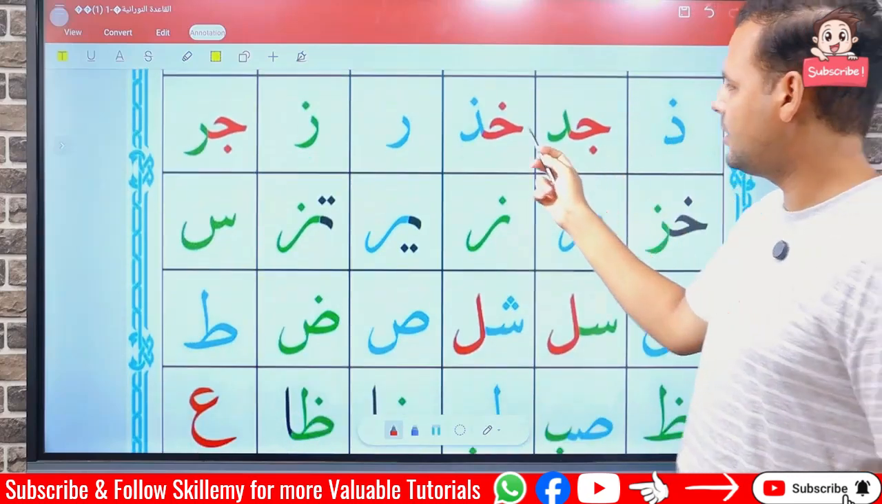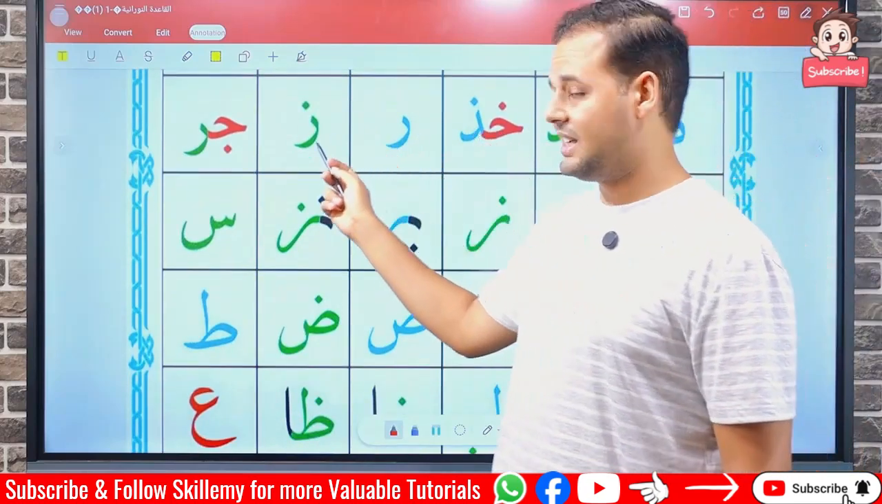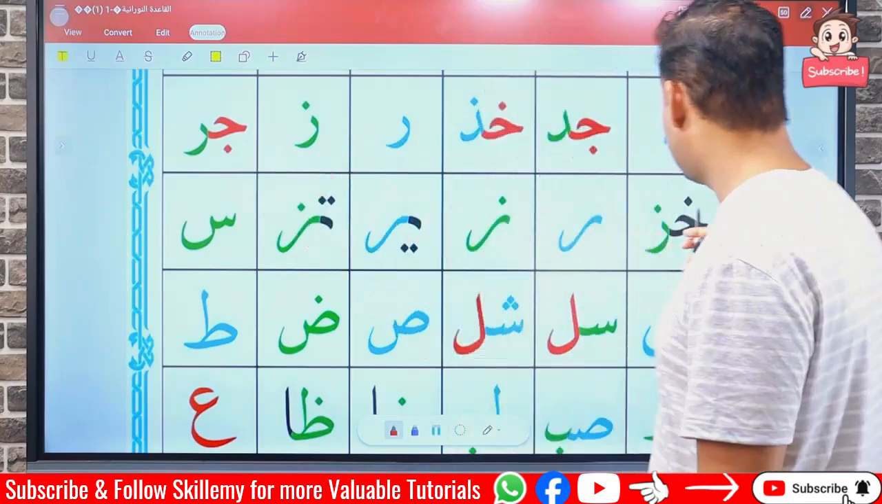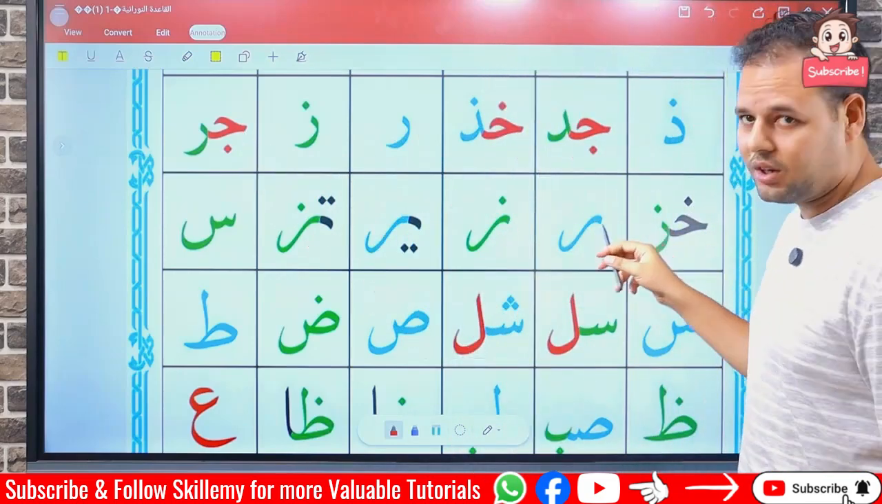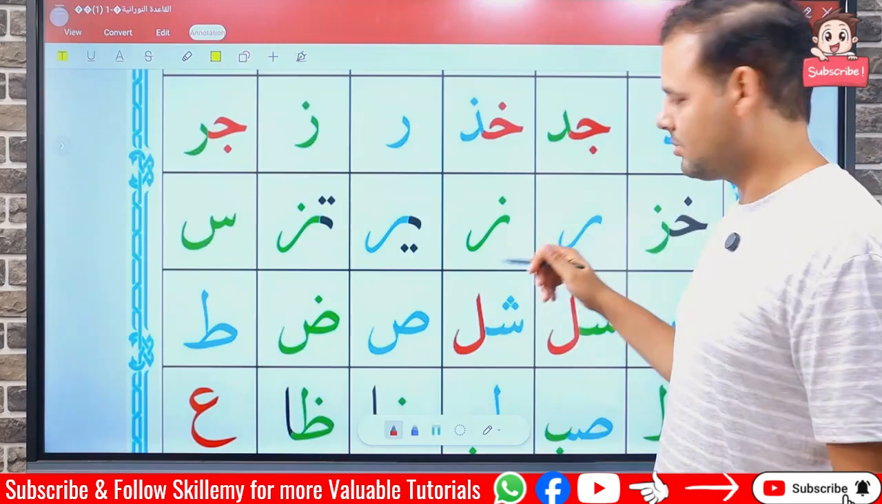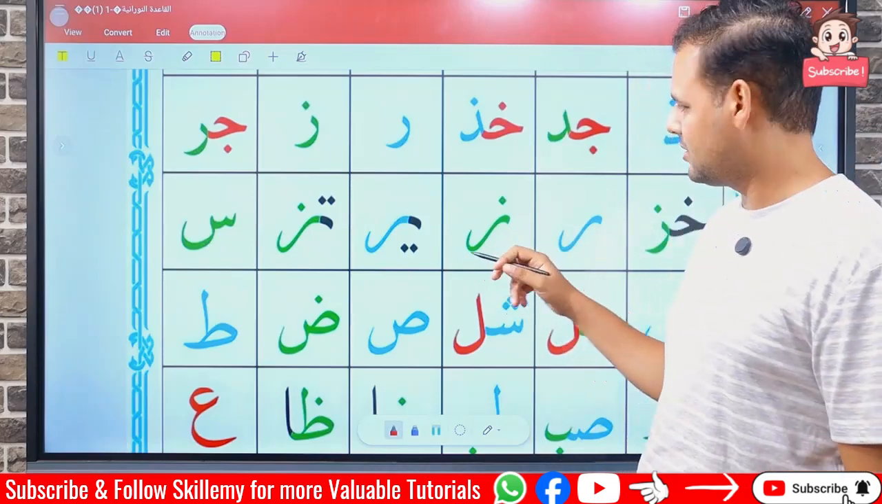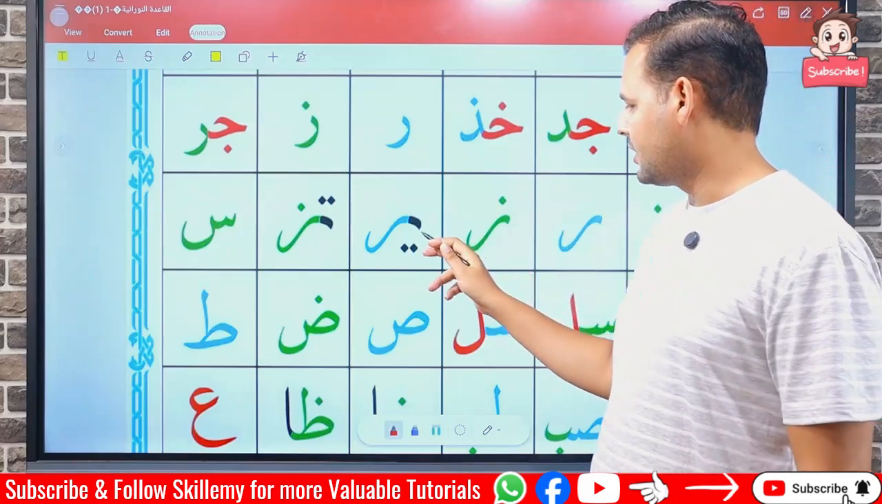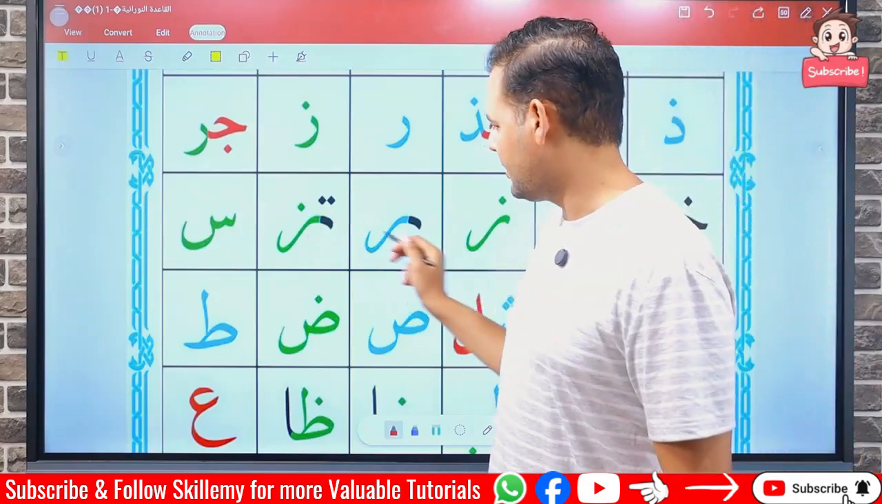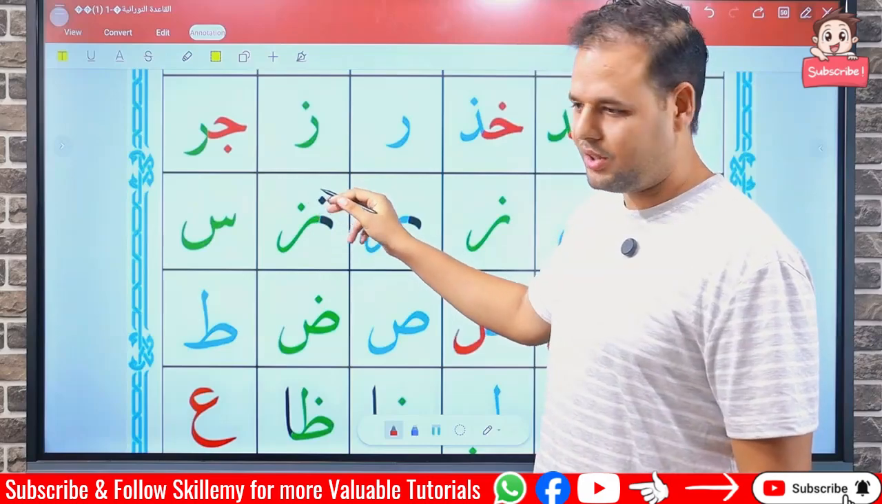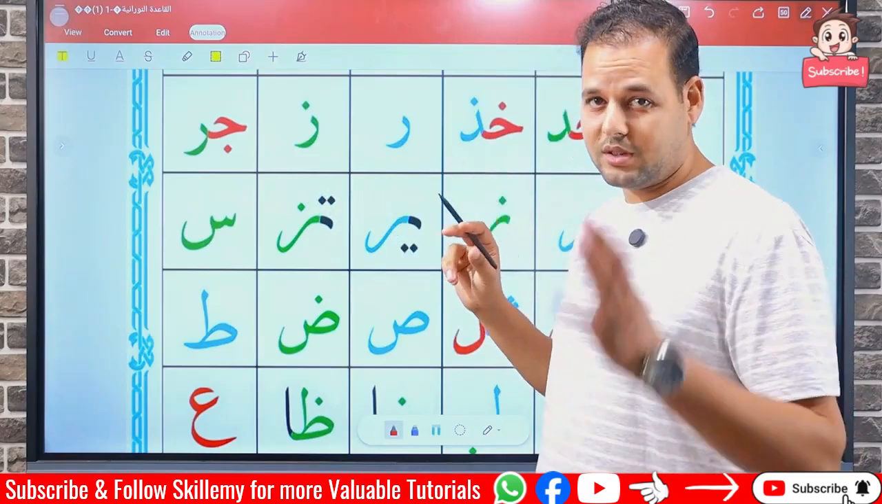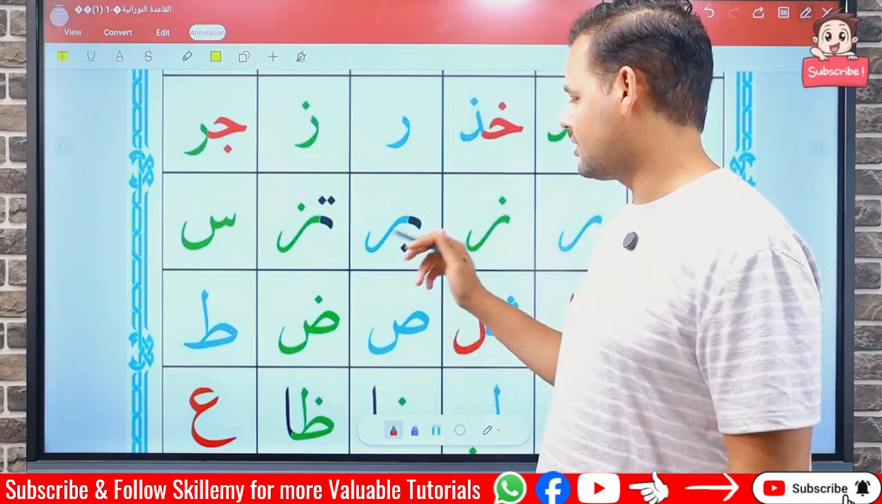Ja, kha, ra, za, jara, khaza. That's ra. I know it's weird. It doesn't come a lot, but it's just a shape. So raza, they come sometimes like that, very rarely. Yara, ta, za. I know, 2 dots down, 2 dots up. Just the small line, but as I told you, it's the dots.